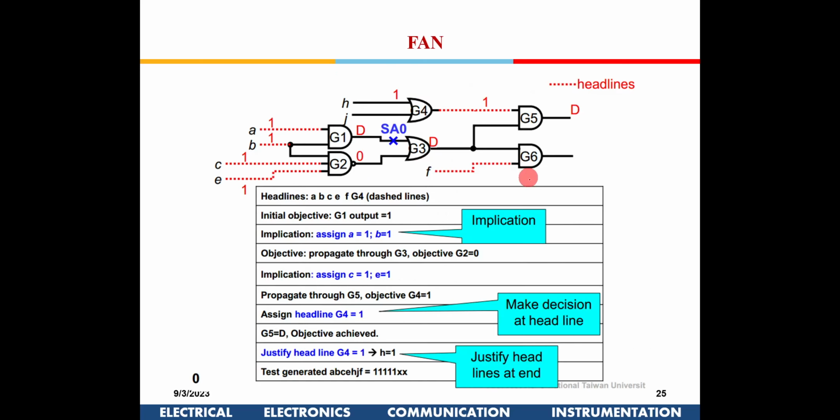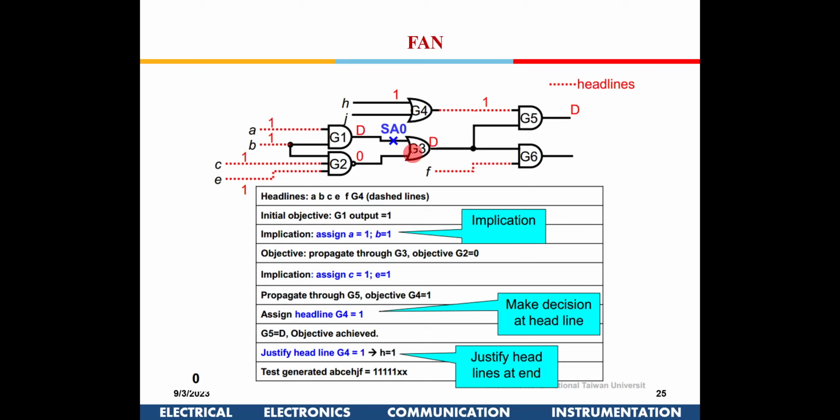So this is another example of FAN, how it works. Now if you see here, this is one headline, and this can also be considered as a headline. It is independent, right? Now if I have a stuck-at-0 fault here, first I assign A equal to 1 and B equal to 1. Now I have to transmit this from here to here, correct?